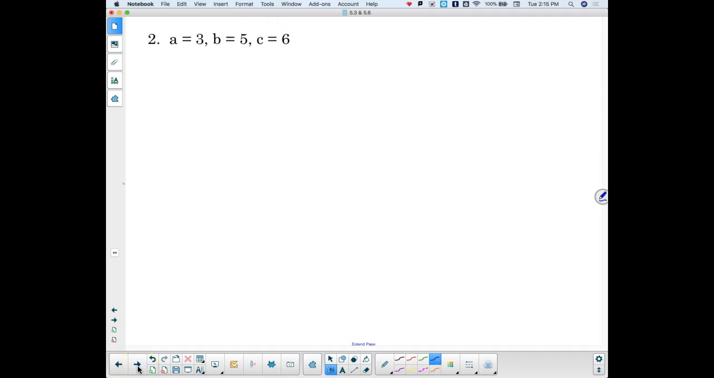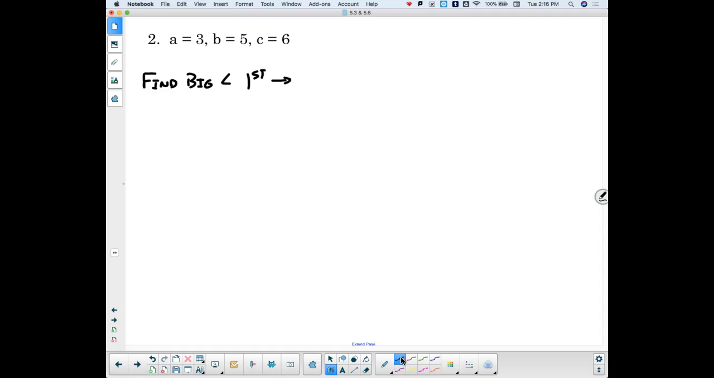So here is the bottom of that page, that example problem. A is equal to 3, B is equal to 5, and C is equal to 6. Okay? So the very first thing that we just learned was that we need to find the biggest angle first. Which one in this particular triangle is the biggest angle? Angle A, angle B, or angle C?